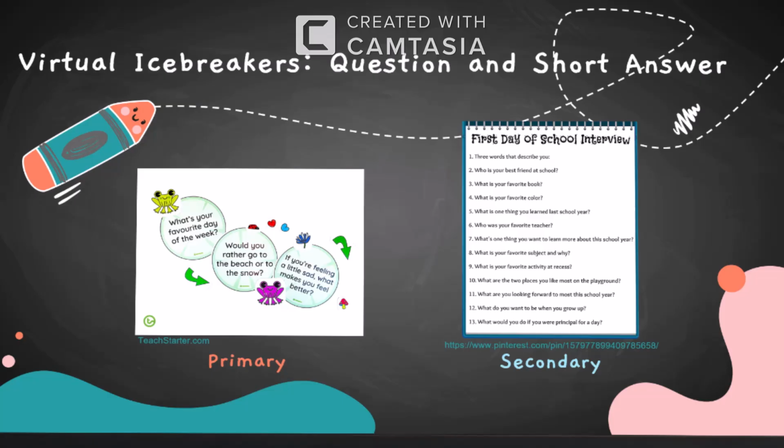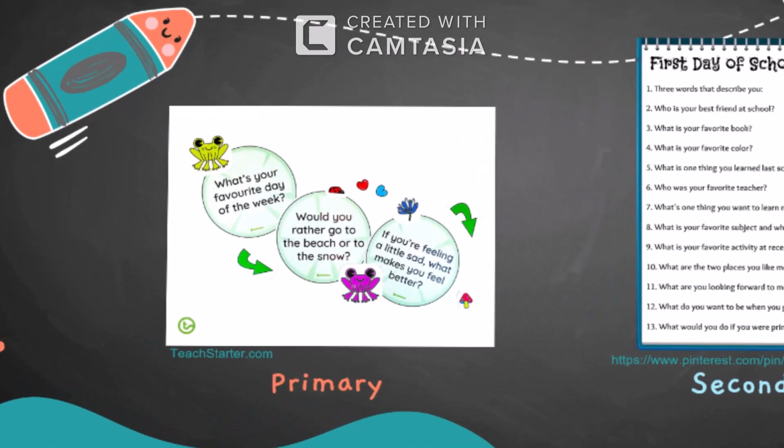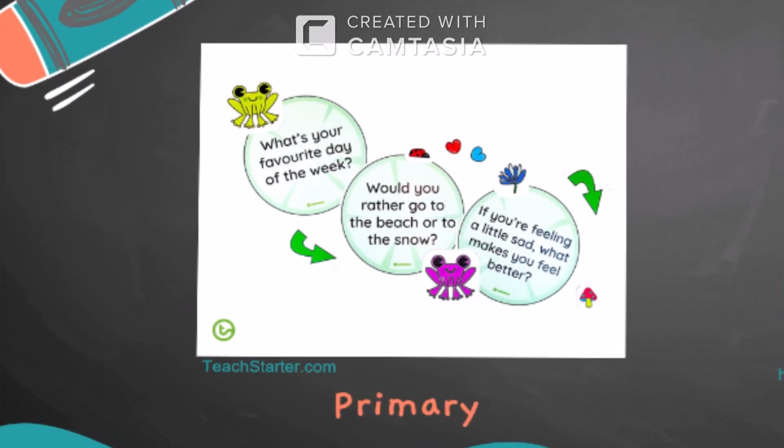So here are two examples of question and short answer icebreakers. On the left, we have the primary level version for kindergarten through 5th, which involves some personal questions on lily pads for the students to answer in class. This activity can be done by going around the class on Zoom or Teams or wherever you're doing your virtual class and having them answer verbally.